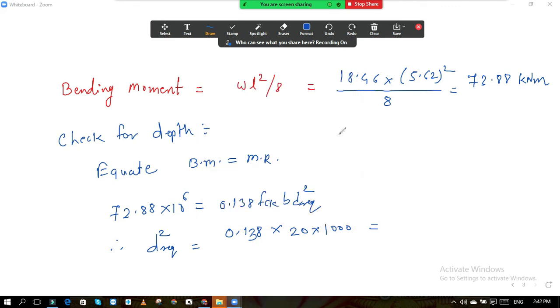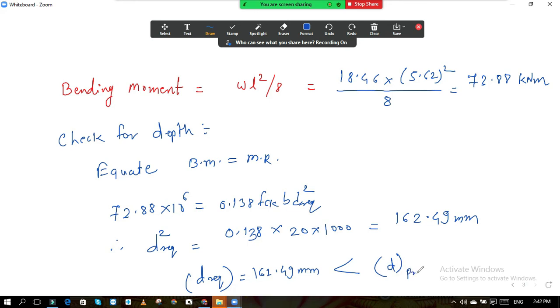162.49 mm. We have provided 225 mm above. So it is safe. So D required, equal to 162.49 mm, is less than D provided, which is equal to 225 mm. Hence it is safe.